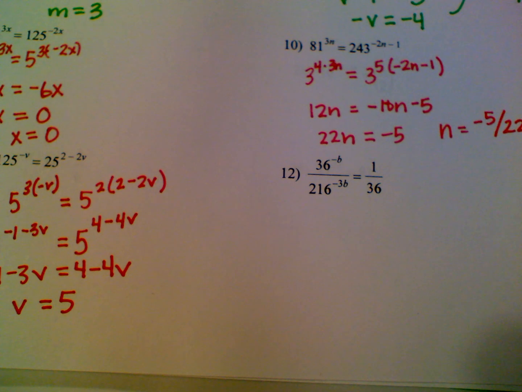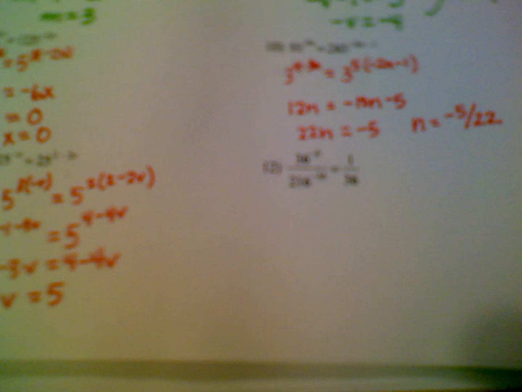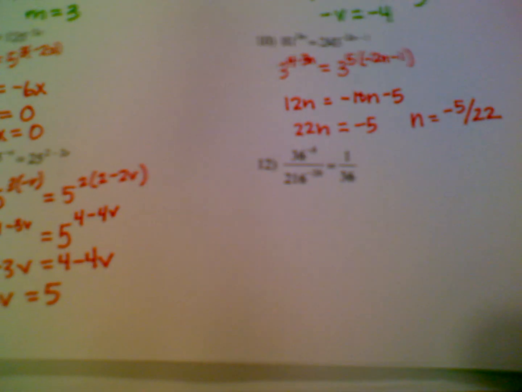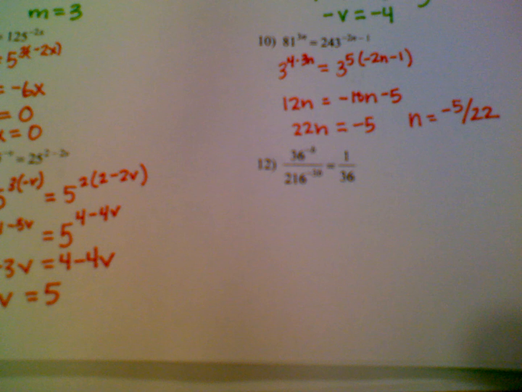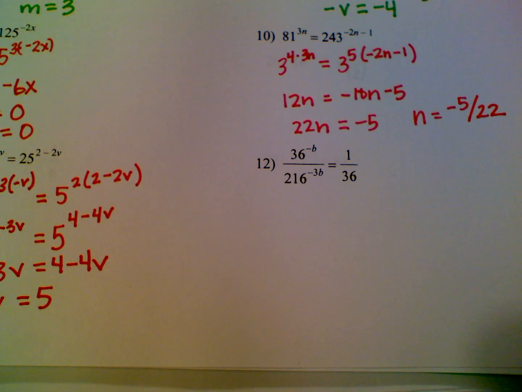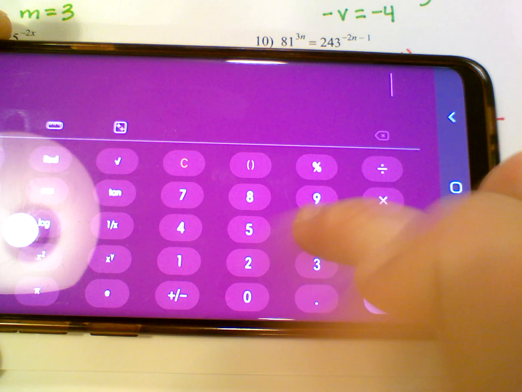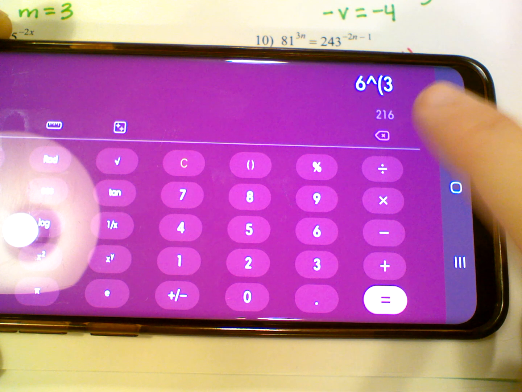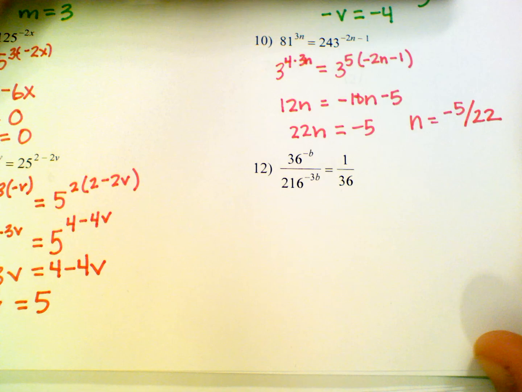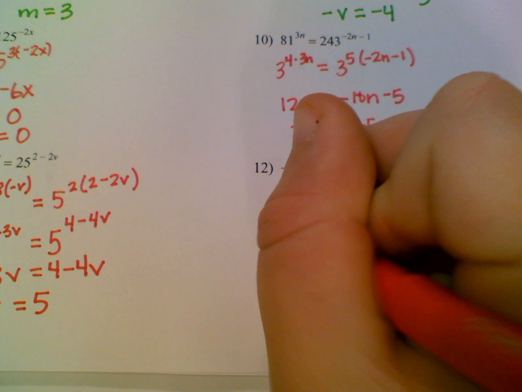Similar to this previous problem, we just have a bunch of rules that we'll have to apply here. The goal is to get them all to be the same base. Since I see the 36, I'm immediately thinking 6 squared, so let's check 6 to maybe the power of 3. That's the 216, so I know 6 is the good base to go with. So we're going to go ahead and change everything to base 6.